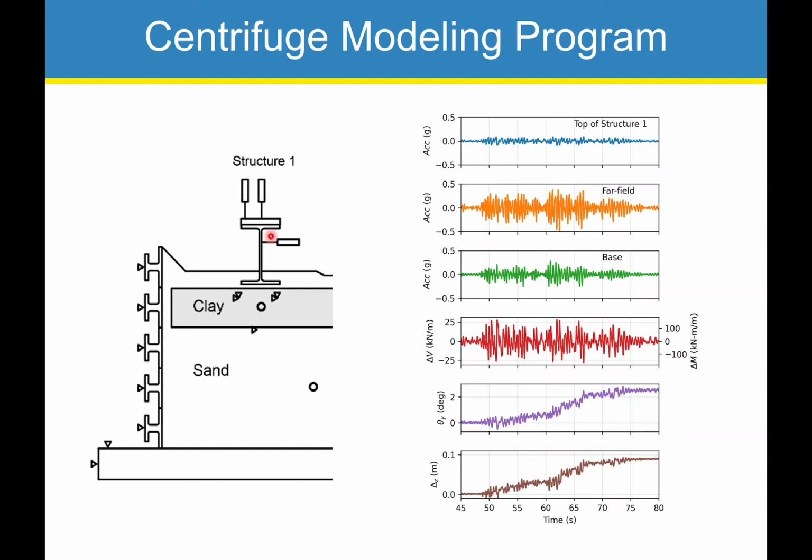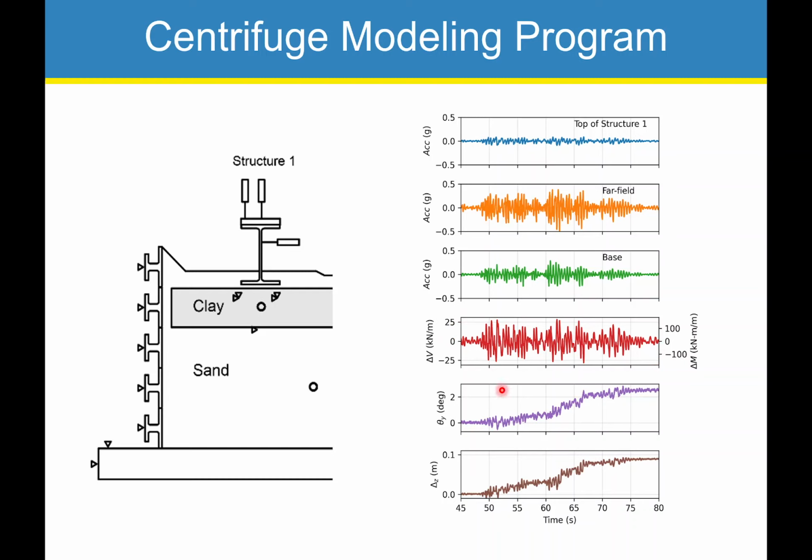So structure 1 was our single degree of freedom oscillator. You can see it de-amplified the motion because the natural period was pretty long. We were on the tail of the response spectrum of this structure, and so the shaking intensity was not that high. Then we can use the sensors to calculate base shear.